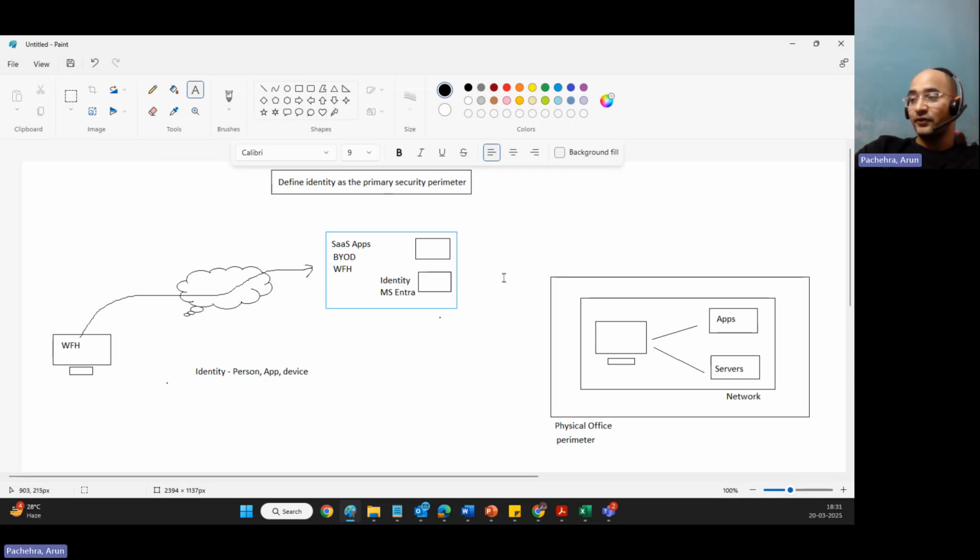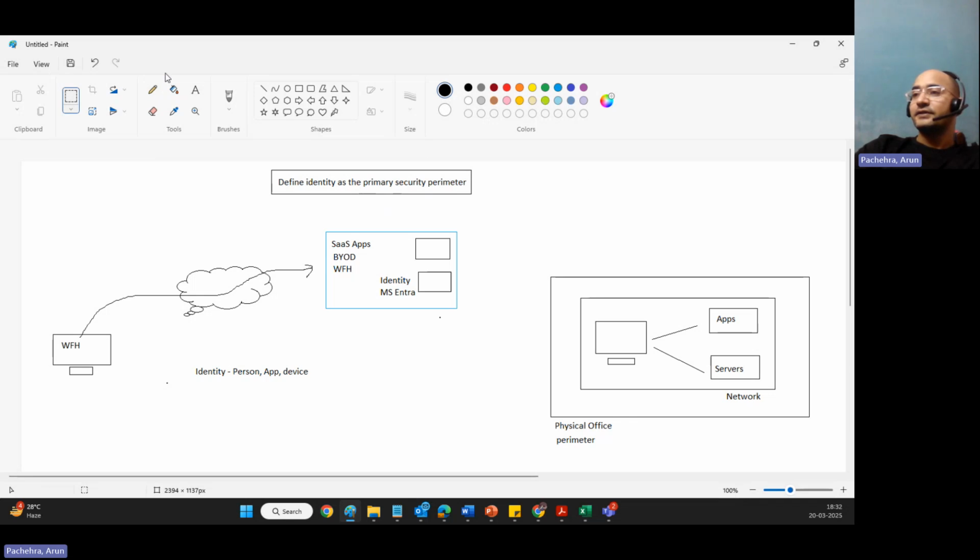I'm not saying we are not going to apply any security on the perimeter. We will. This is just for understanding: our primary security perimeter would be identity. Now, there are four pillars of an identity infrastructure. What are those four pillars? We need to understand that.